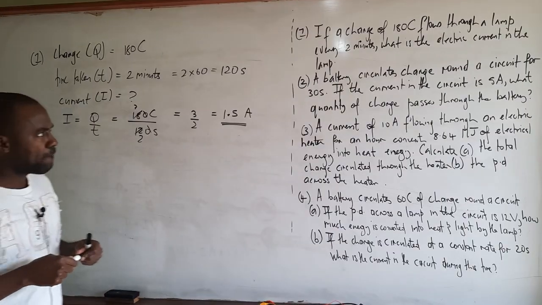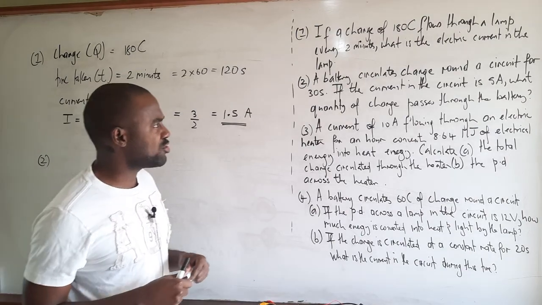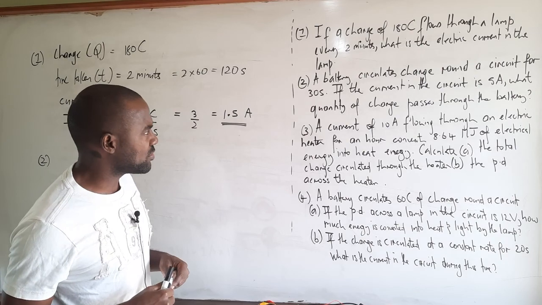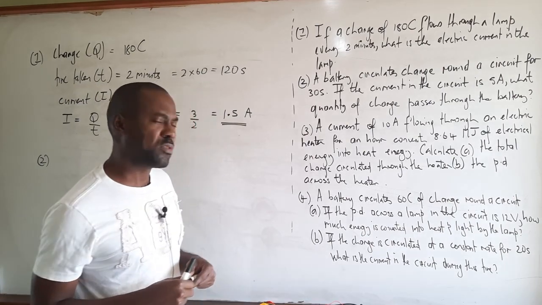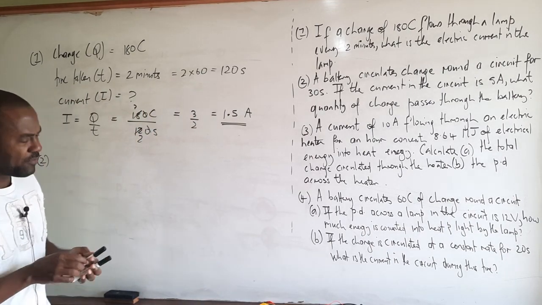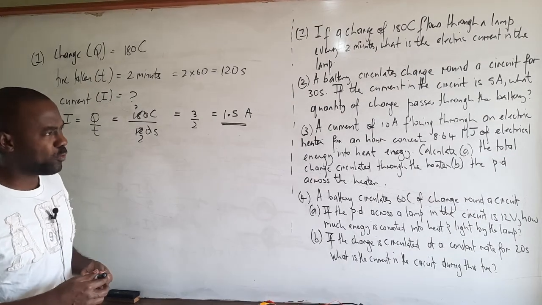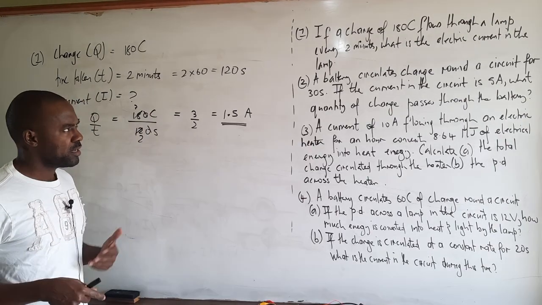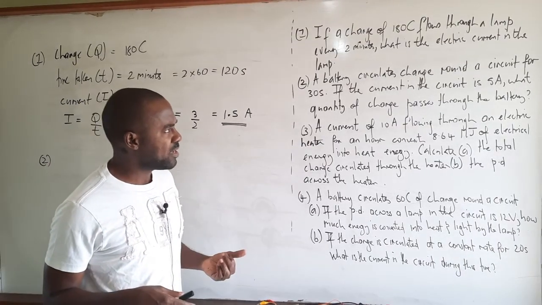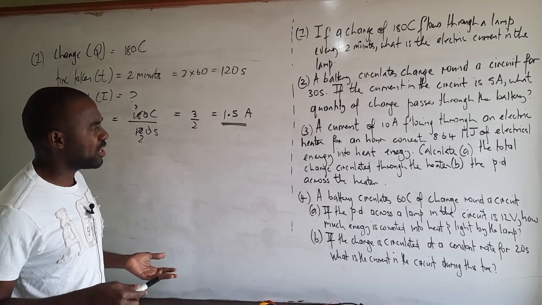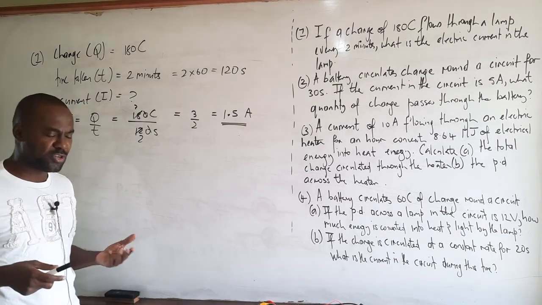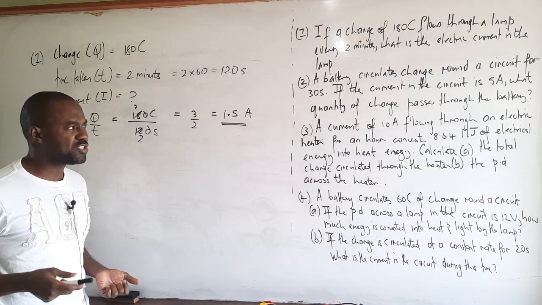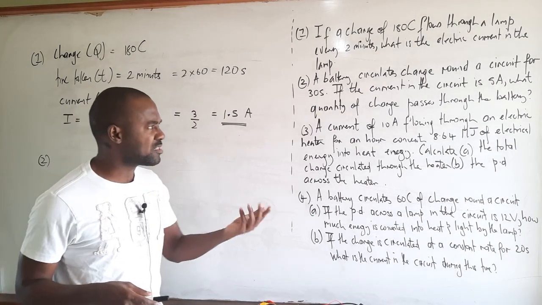Question 2 says, a battery circulates charge around the circuit for 30 seconds. If the current in the circuit is 5 amperes, what quantity of charge passes through the battery? So in question 1, we were given the quantity of charge flowing and the time for which this charge was flowing, and we're asked to calculate the current. In question 2, we're now given the time and the current and now asked to find the charge. So once again, we'll begin by writing down the information that we have using the usual symbols. And we use one of our equations to find what we want to find, which in this case is the charge.